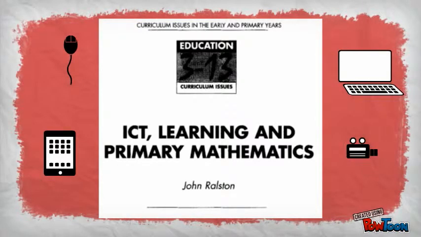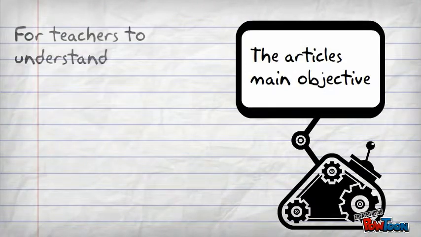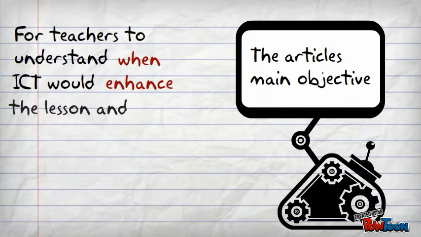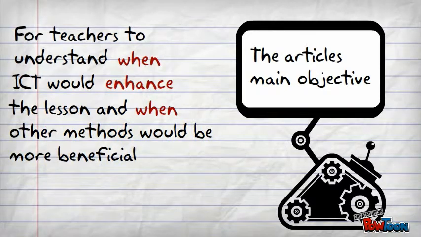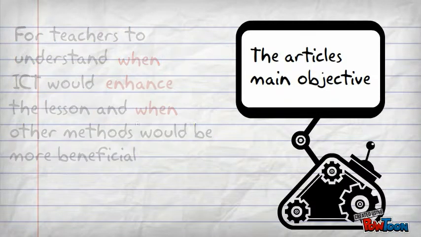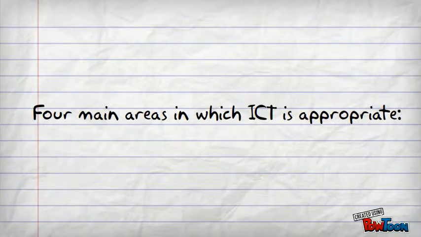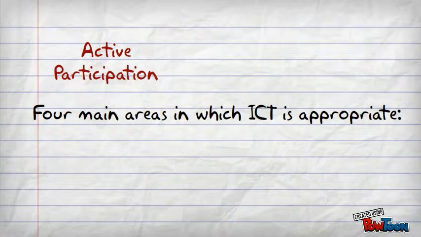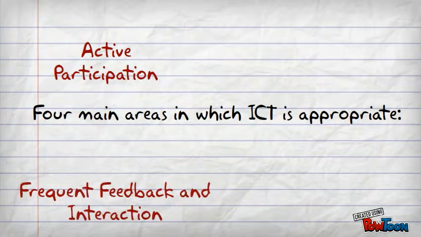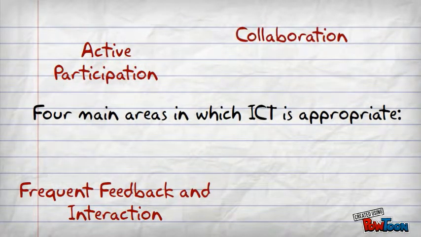The article's main objective is for teachers to understand when the use of ICT would enhance the lesson and when other methods would be more beneficial. The article explains 4 main areas in which ICT is an appropriate tool to enhance children's learning. These are active participation, frequent feedback and interaction, opportunities for collaboration, and to provide authentic data for communications.